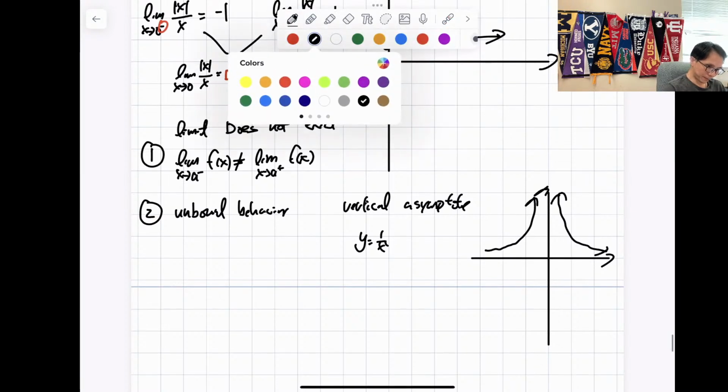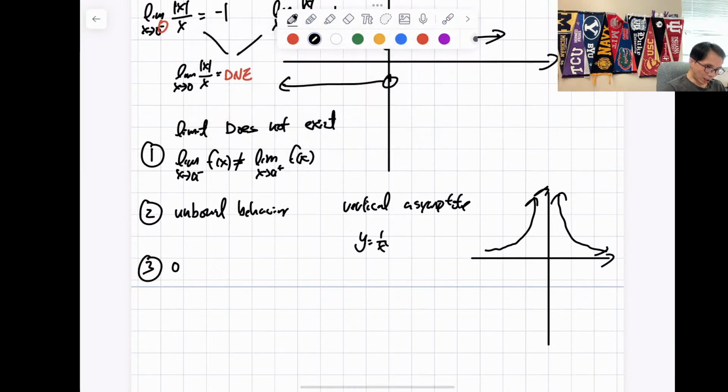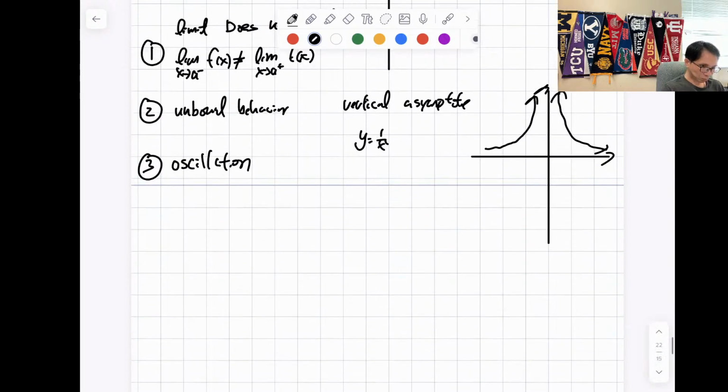Third reason is going to be oscillation. So if you ever have oscillation, the limit does not exist. You're like, what does oscillation look like? Well, you guys have never seen this graph before. So that means oscillation is going to be here. And you say, okay, what does oscillation look like?